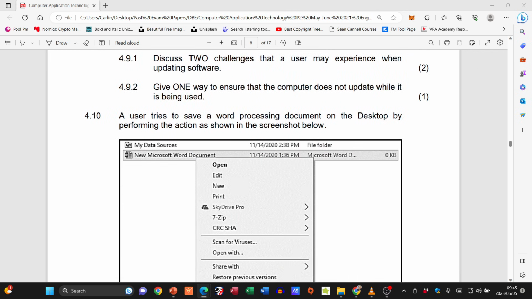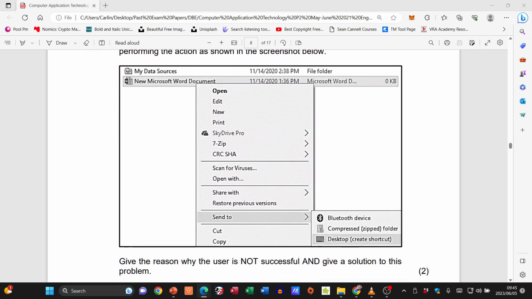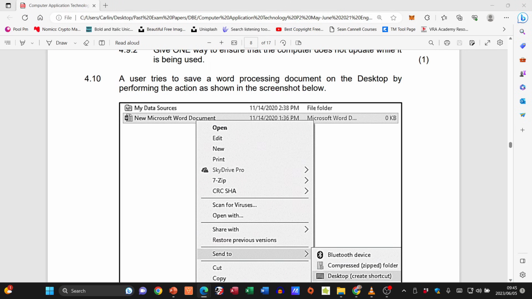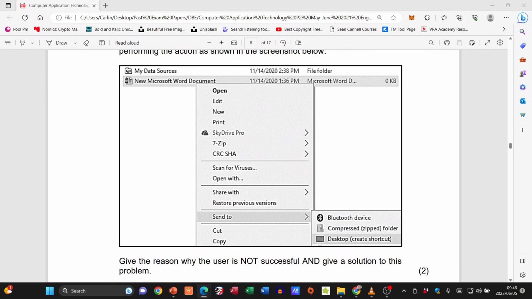Then 4.10, they give us a screenshot here. They say a user tries to save a word processing document on the desktop by performing the action as shown in the screenshot below. What is this person doing? Okay. Why is this not going to work? Here they say, give the reason why the user is not successful and give a solution to this problem.